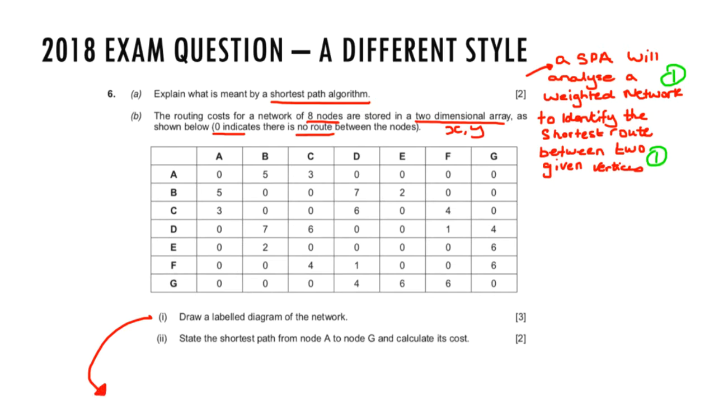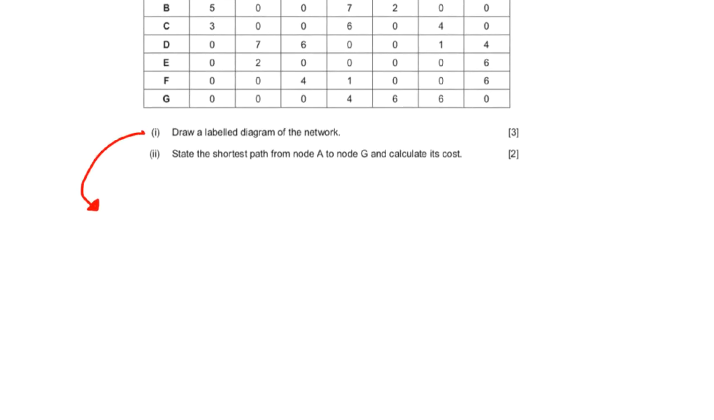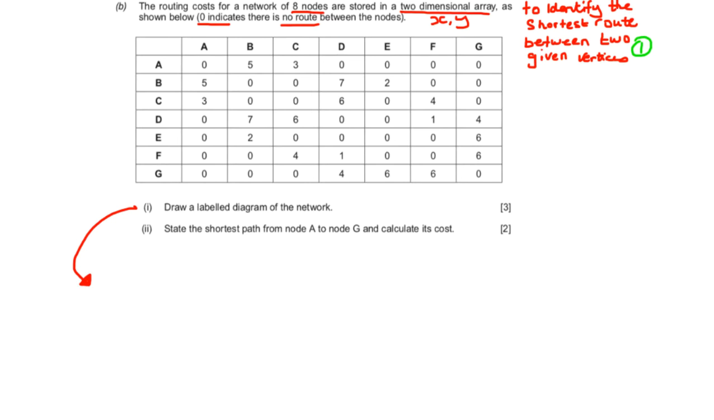Firstly, look at the table to see what information it's actually trying to give you. We have an x-axis running from the top to the right, and top to bottom is the y-axis. A to A has a related cost of 0. That means there is no relationship and there's no route between those nodes. B on the x-axis and A on the y-axis has a related cost of 5. That means between A and B there is a related cost of 5.